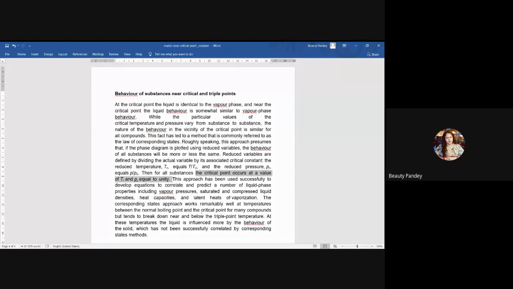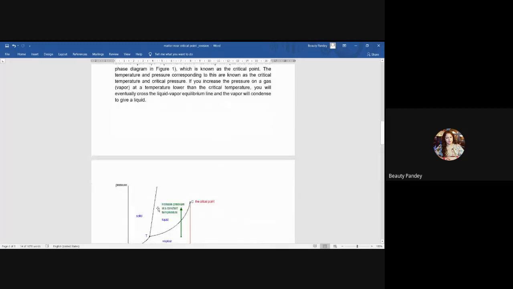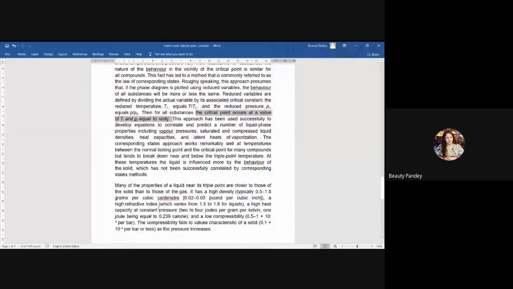And so this led us to the law of corresponding states, which stated that if the phase diagram is plotted using reduced variables instead of actual variables, then the behavior of all the substances will be more or less the same. What was the phase diagram? The PT curve between the solid, liquid, and gas. This is the phase diagram.